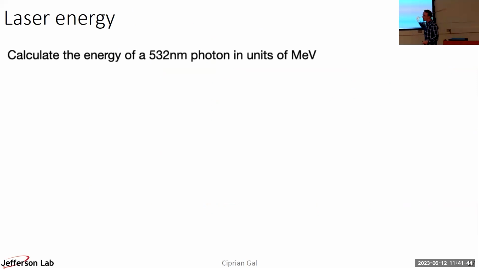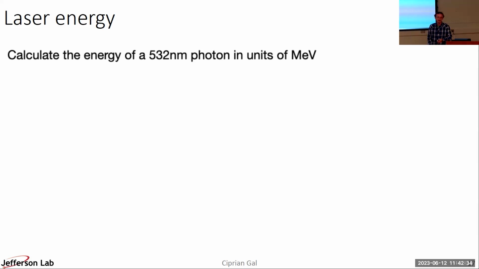Next, we go into your next exercise. Calculate the energy of a 532 nanometer photon in units of MeV. In your little Python notebook, I think I gave you the constants. All you have to do is put in the equation. You have to put in the pi because this is H bar C, but it's really H.